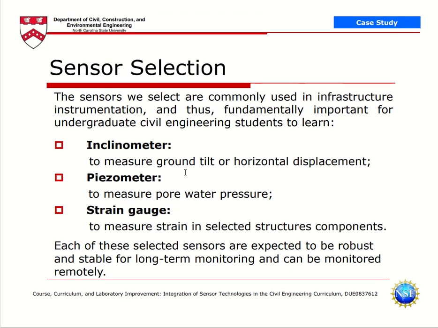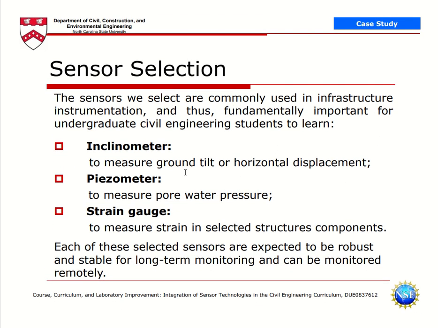So first they have mentioned the selection of the sensor. They have given the right reasons for selecting the inclinometer, piezometers and strain gauge, because the sensors that they have selected are commonly used in infrastructure instrumentation and thus fundamentally important for undergraduate civil engineers to learn. So that is why they are using them.